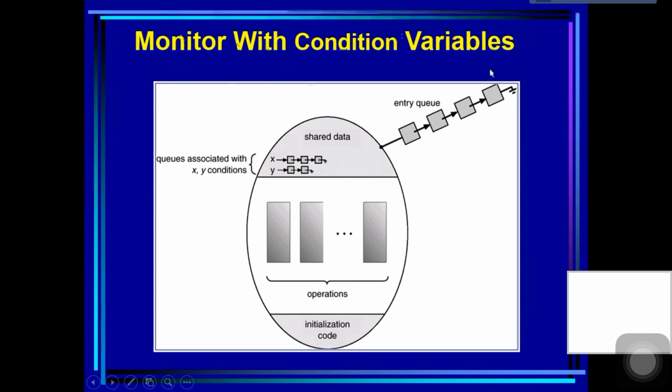So this is the monitor with condition variables. In this scheme, we can see that there are two conditions, x and y. Also there are processes waiting in the queues, that means suspended on conditions x and y. Also here there are processes waiting to enter into the monitor.